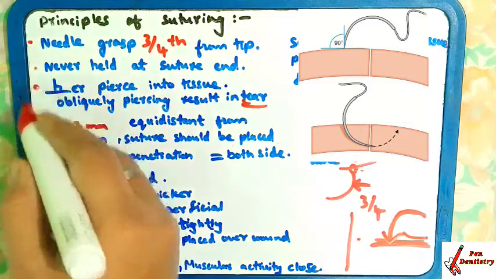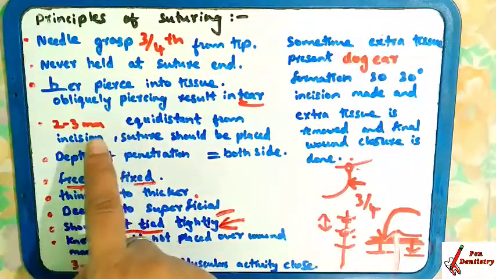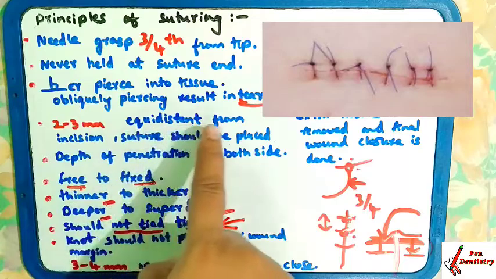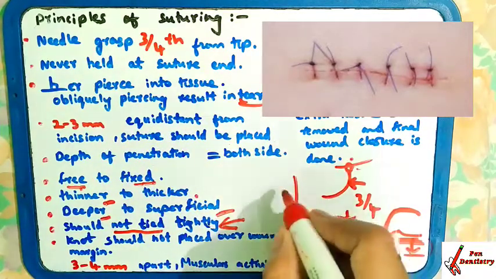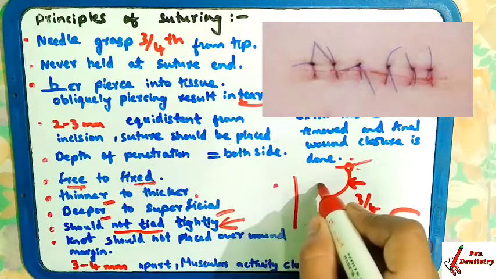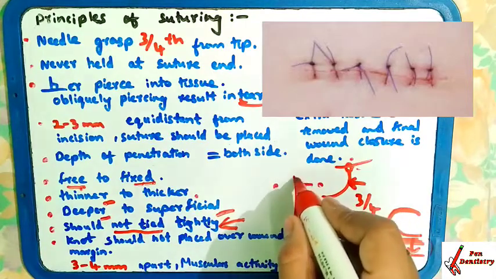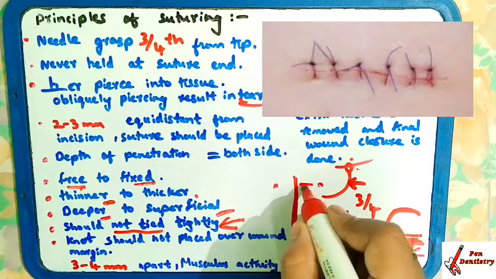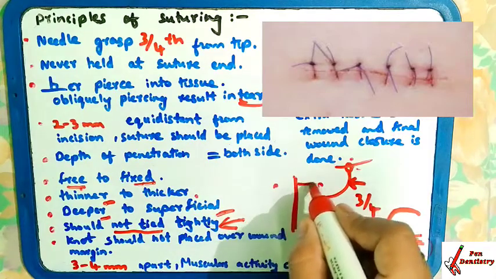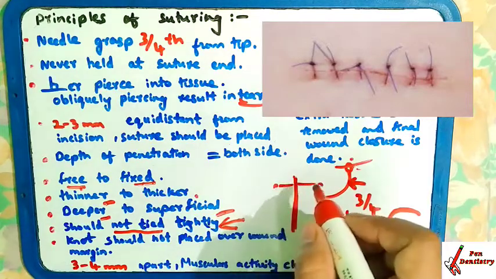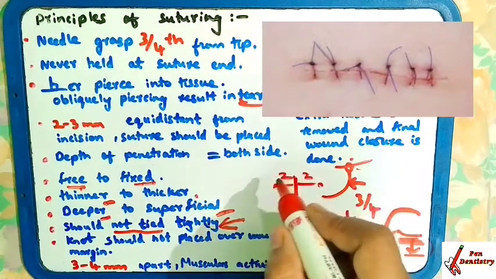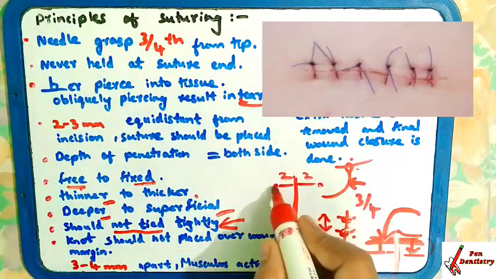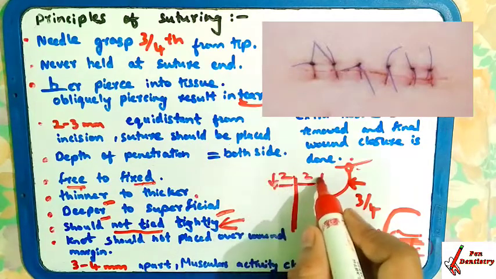So this is the third point. The suture should be 2 to 3 mm equidistant from the incision. That is, if you have made an incision, it should be 2 to 3 mm distance. This is the incision line, and the 2 to 3 mm distance will be present on both sides. If you have taken 2 to 3 mm here, again you are going to take 2 to 3 mm on the other side. Here the penetration of your needle will be there.